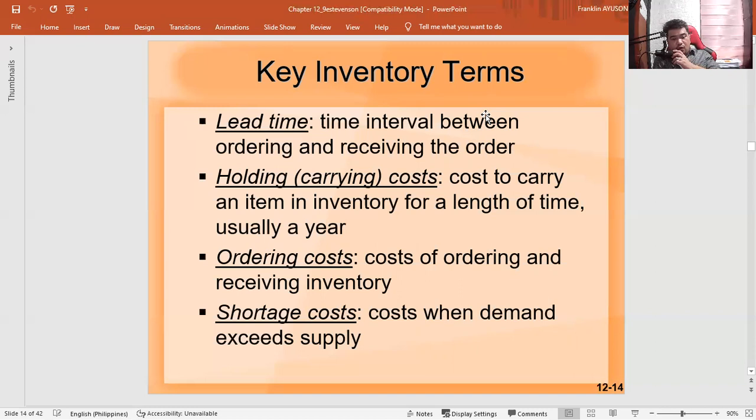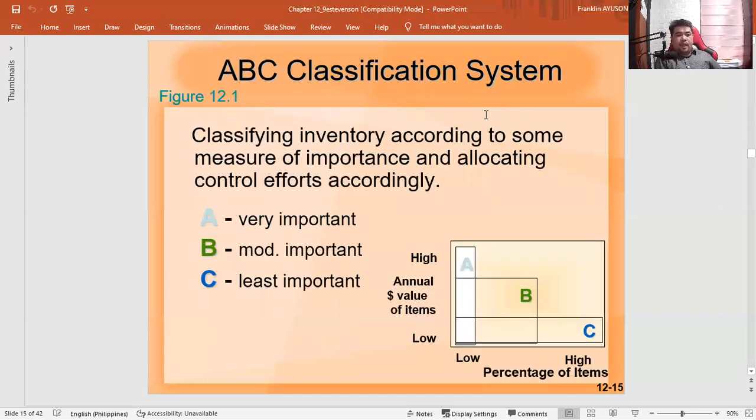Somewhat similar to holding cost. The storage cost is the cost when the demand this time exceeds supply. Ibig sabihin, nagbabayad tayo ng facility ng warehouse na wala naman tayong supply. Ibig sabihin, sayang yung binabayad natin. So, storage cost yan.